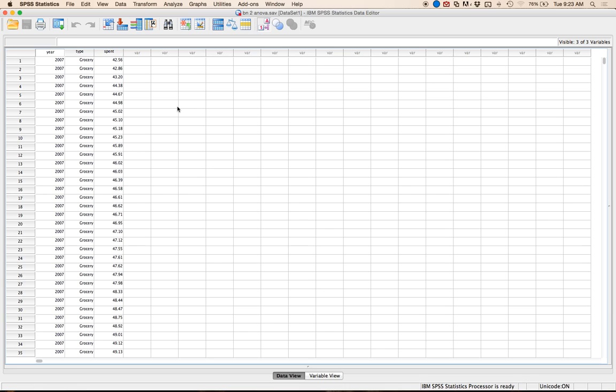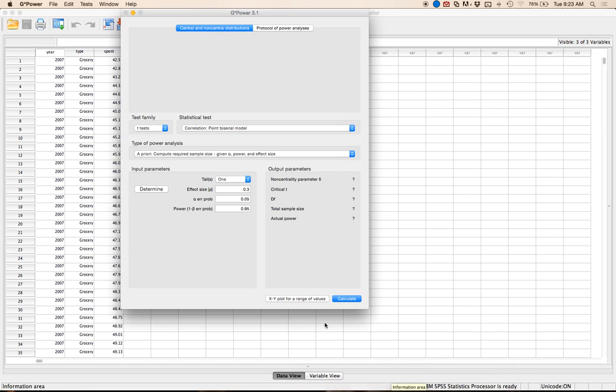We are going to start by looking at power, then move on to data screening, and then how to interpret all this output. So let's start with G*Power.